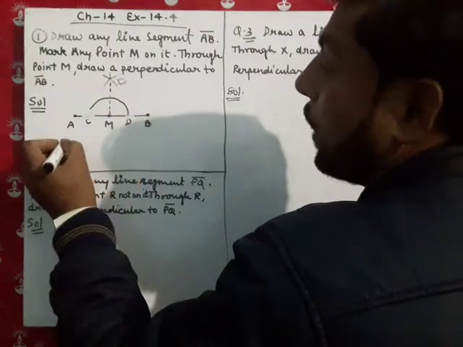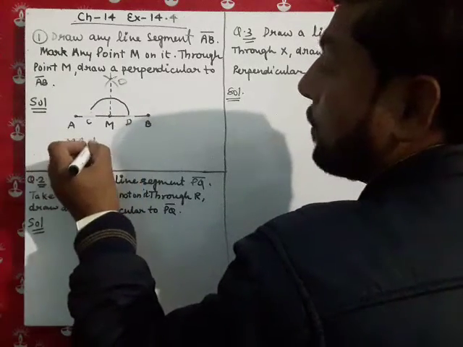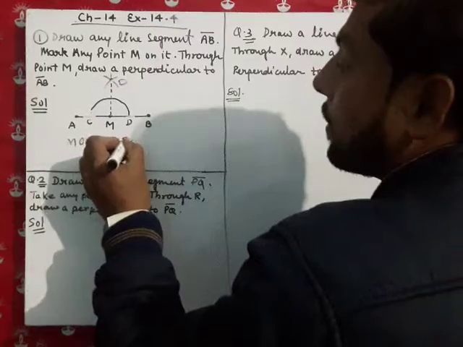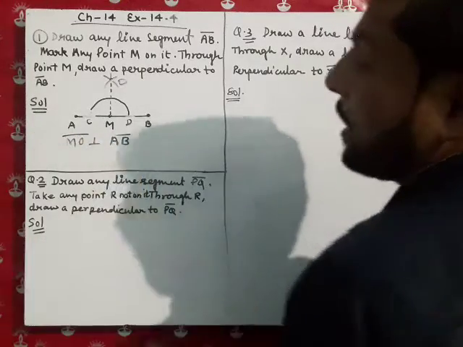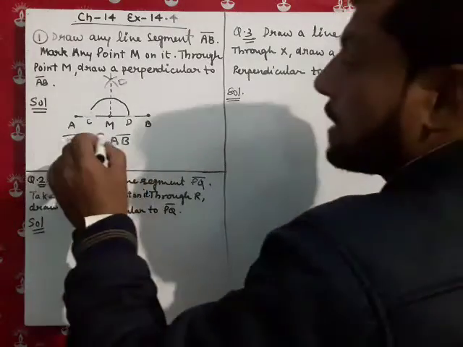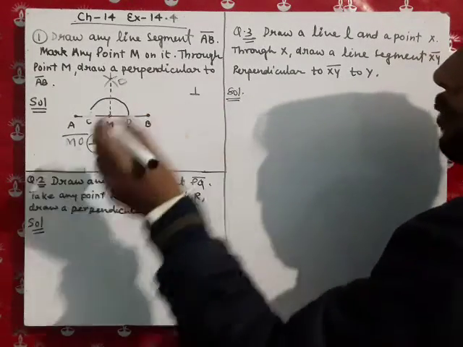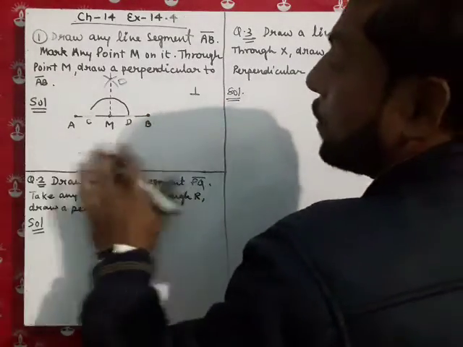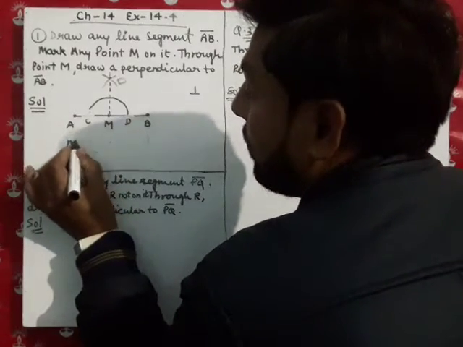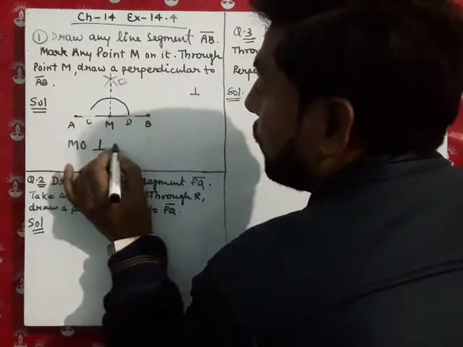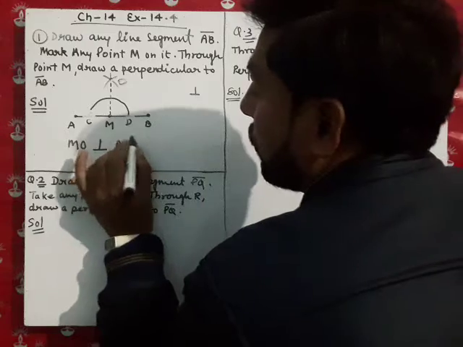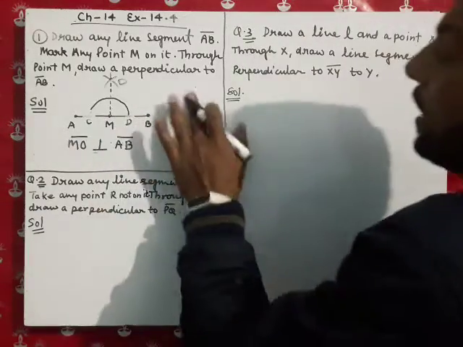So here MO is perpendicular to the AB. Line segment MO will be the perpendicular to the AB, and this is the symbol of perpendicular. This symbol is perpendicular. Suppose that here MO is perpendicular to AB, so we will write down MO perpendicular to AB. So line segment MO perpendicular to the AB.